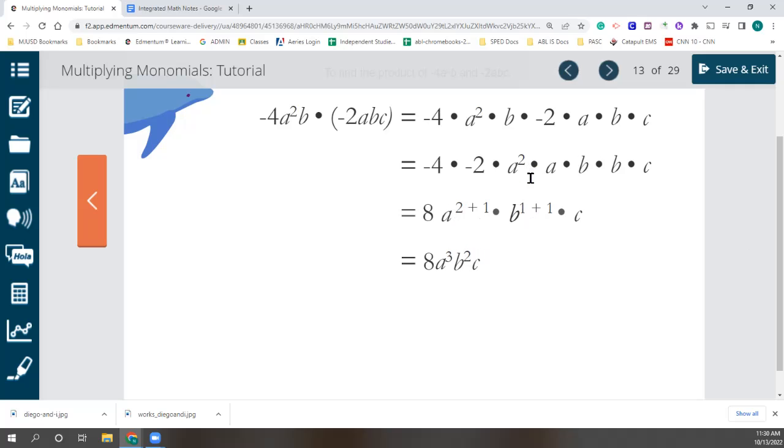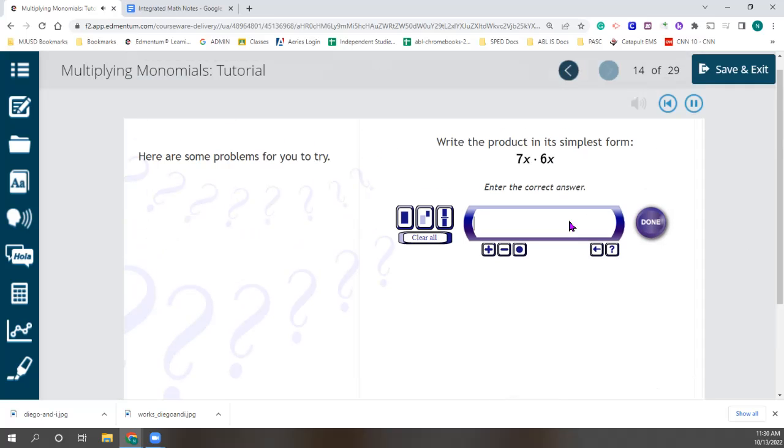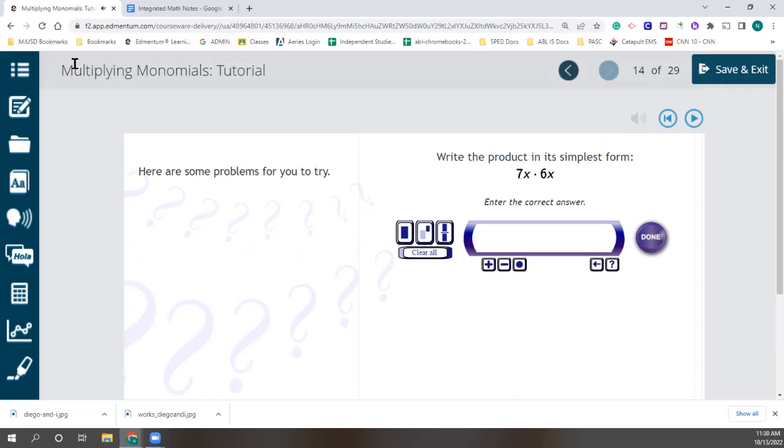That's a lot of steps. That's why you need scratch paper. You can't be expecting yourself to do this in your head. Here are some problems for you to try. Okay, so again, I have to write them down. I'm going to go through it quickly on my paper and then show you the answer so that way you can see the steps on the screen.